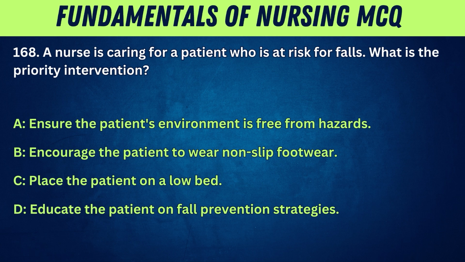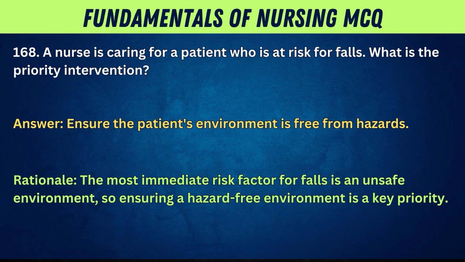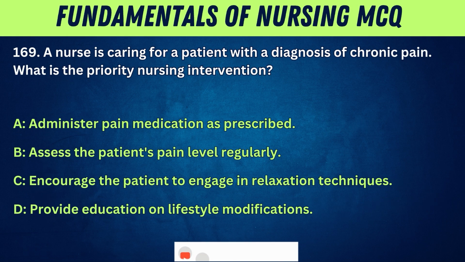168. A nurse is caring for a patient who is at risk for falls. What is the priority intervention? A. Ensure the patient's environment is free from hazards. B. Encourage the patient to wear non-slip footwear. C. Place the patient on a low bed. D. Educate the patient on fall prevention strategies. Answer. Ensure the patient's environment is free from hazards. Rationale. The most immediate risk factor for falls is an unsafe environment, so ensuring a hazard-free environment is a key priority.